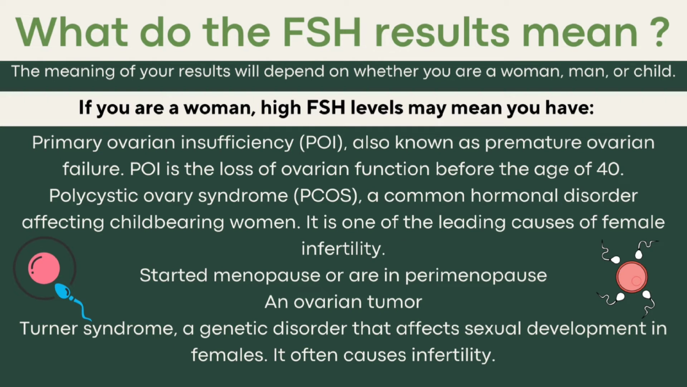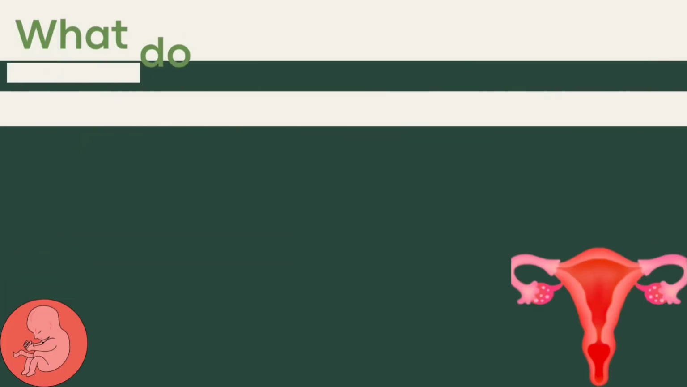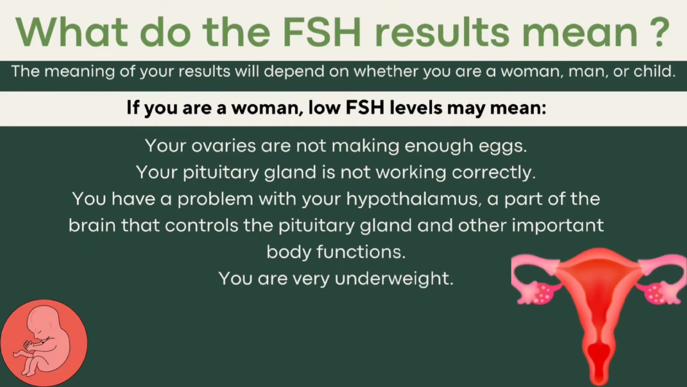It often causes infertility. If you are a woman, a low FSH level may mean your ovaries are not making enough eggs, your pituitary gland is not working correctly, or you have a problem with your hypothalamus, a part of the brain that controls the pituitary gland and other important body functions. You may also be very underweight. These are the signs.